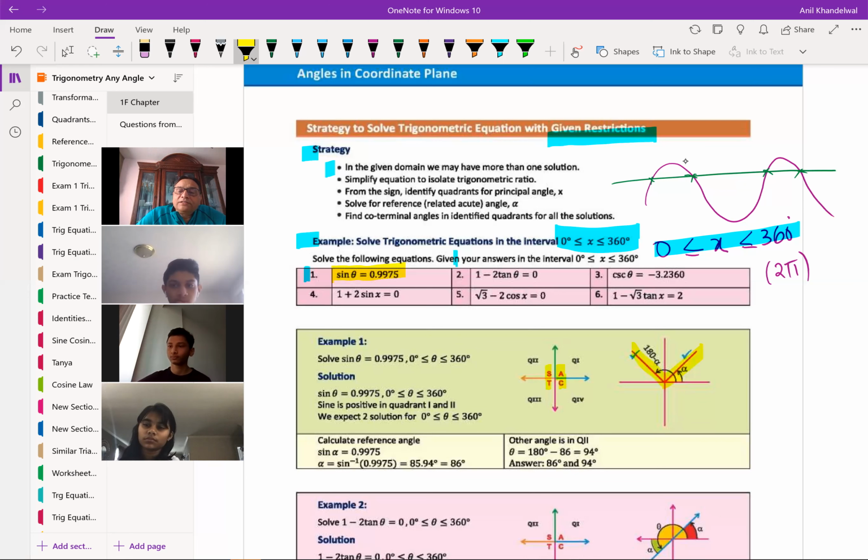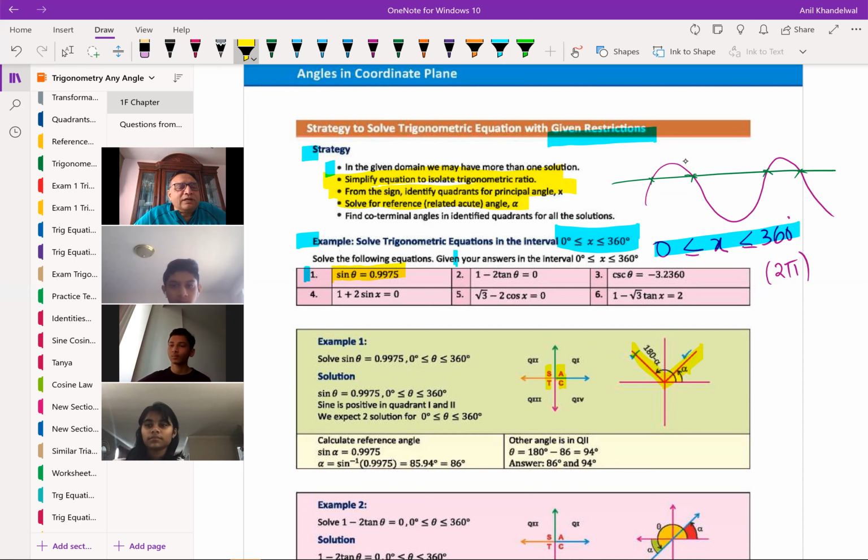We cannot simplify this further because the equation sin θ = 0.9975 is already in simplest form. So the first thing is to identify the quadrants from the sign. The quadrants are 1 and 2. Then we use the reference angle to find both the solutions. The reference angle is always less than 90 degrees, which means the trigonometric ratio has to be positive, correct?